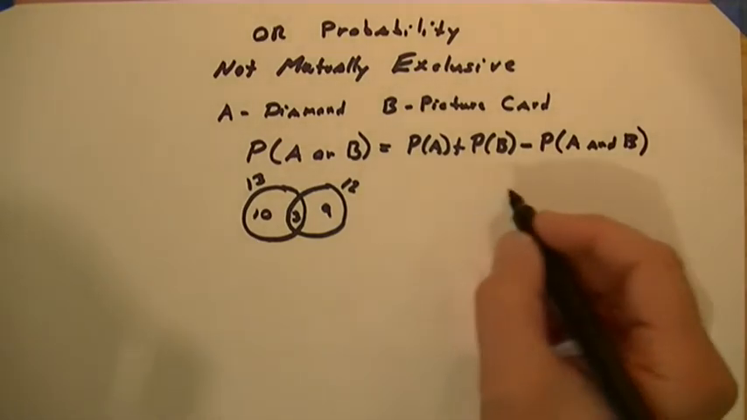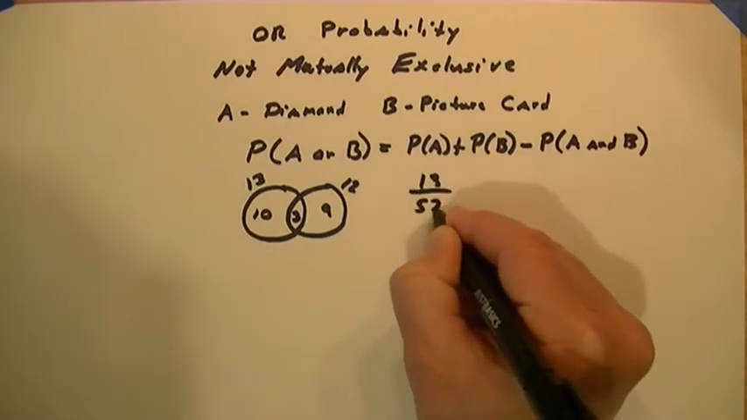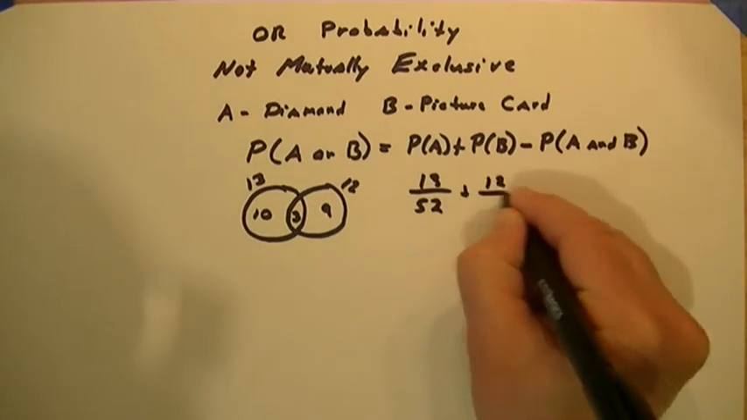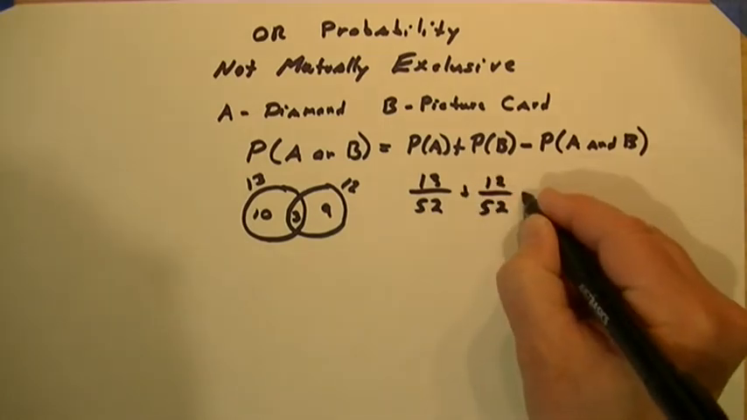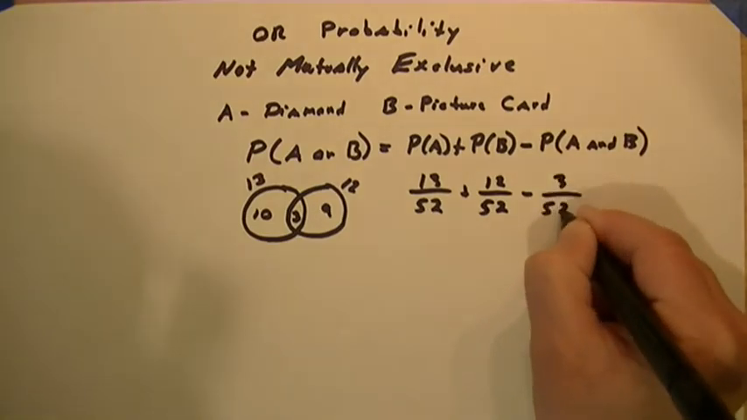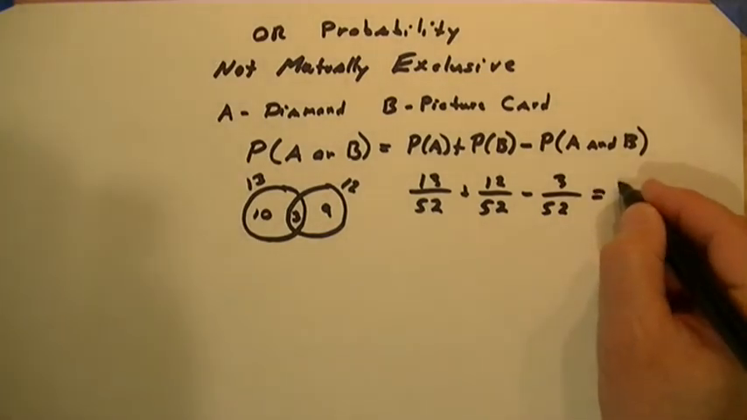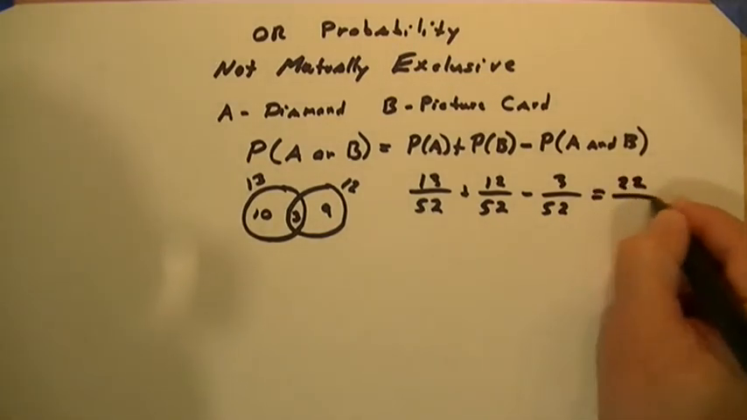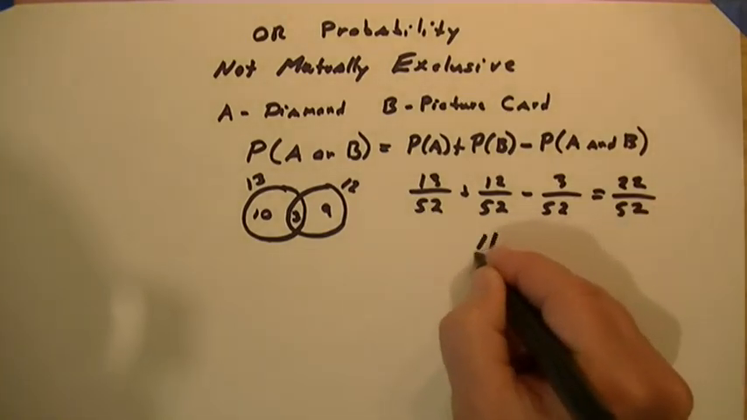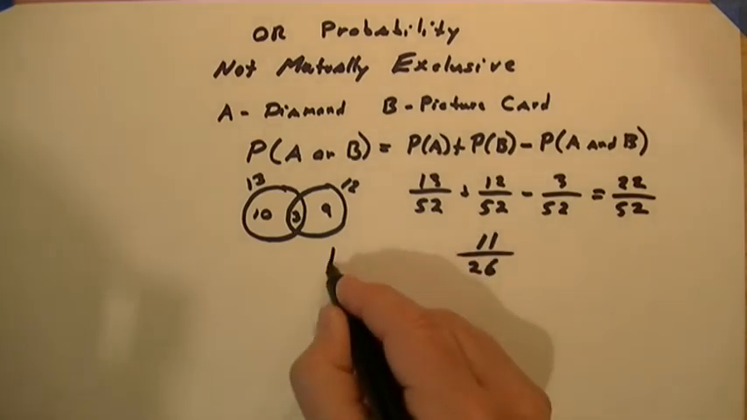So in this scenario, we've got the 13 out of 52. We've got the 12 out of 52. And we just need to subtract off 3 of the 52. And you'll see that we get the correct amount, 22 out of 52. Or we can simplify that to 11 out of 26. And that is our correct probability.